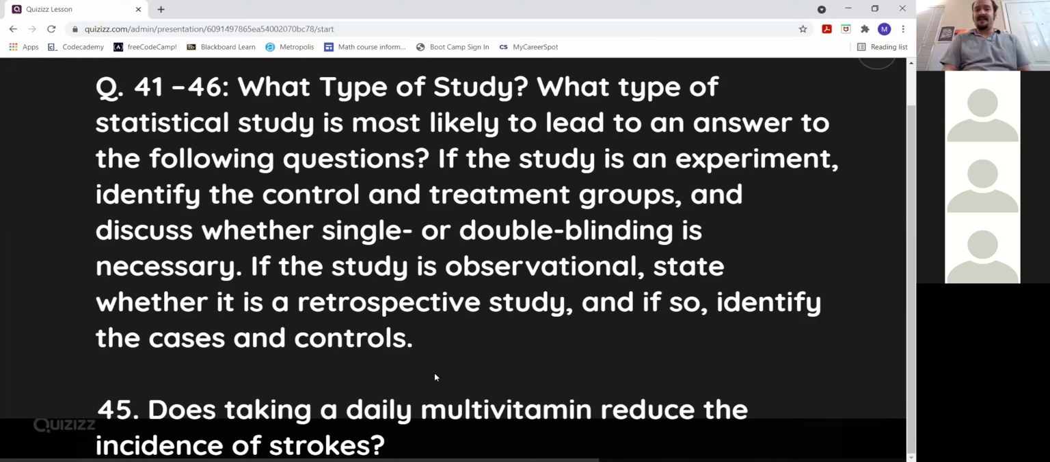Does taking a daily multivitamin reduce the incidence of strokes? So are we going to do this with an observation or an experiment? I think it's the first question.